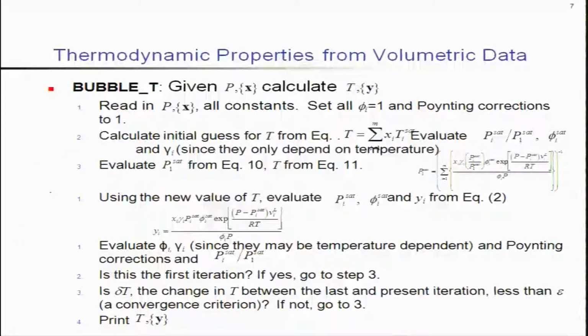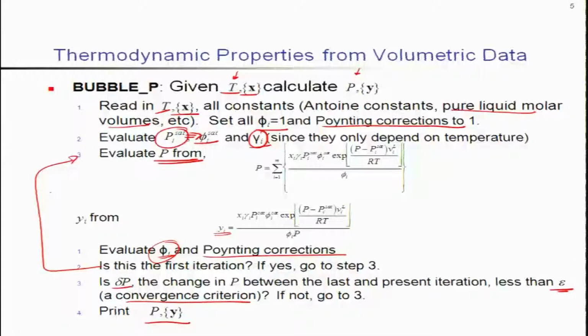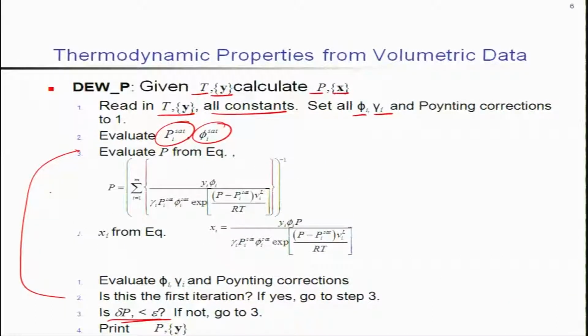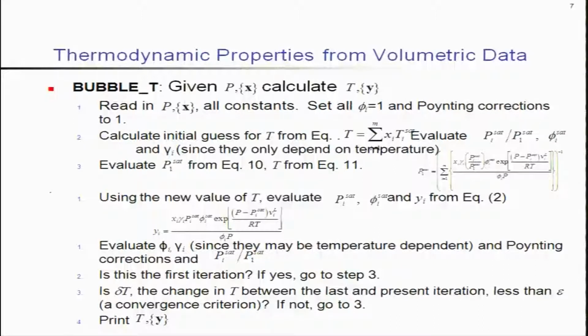Okay, now the previous exercise was all bubble point and dew point calculation. This is going to be bubble temperature and dew temperature. So, in the case of bubble temperature, you have the pressure information available and you have to calculate temperature. Bubble again means the composition of the liquid phase is available.